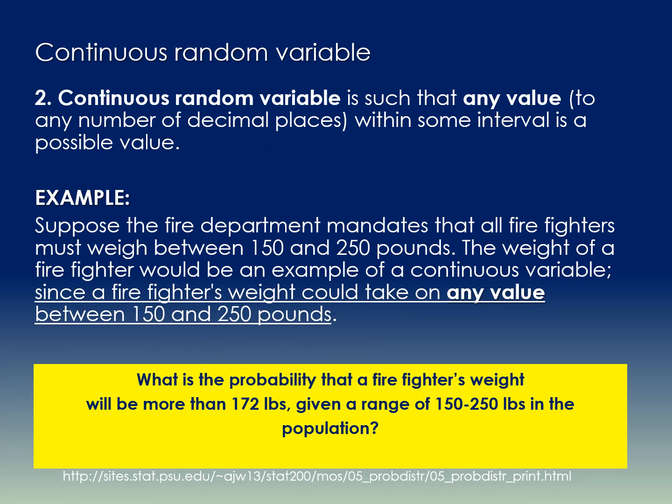So let's move on from discrete variables into something a little bit trickier, which is the next set of random variables, and that's continuous random variables. Continuous random variables are those that can have any value, to any number of decimal places, that falls within some particular interval. You know what that means? That means that there's a lot.